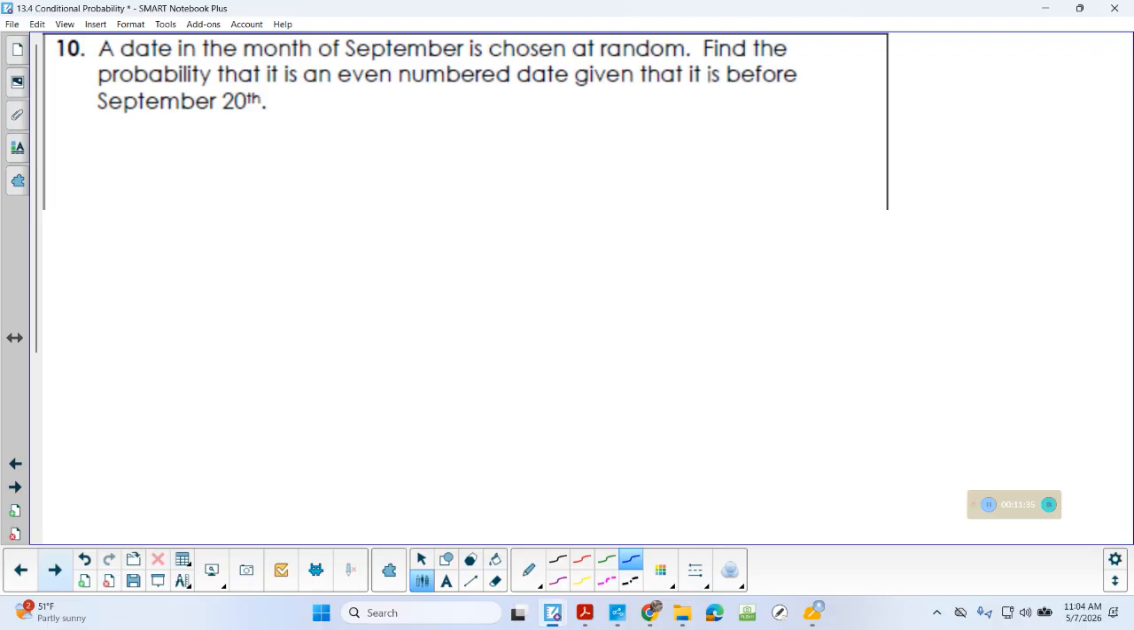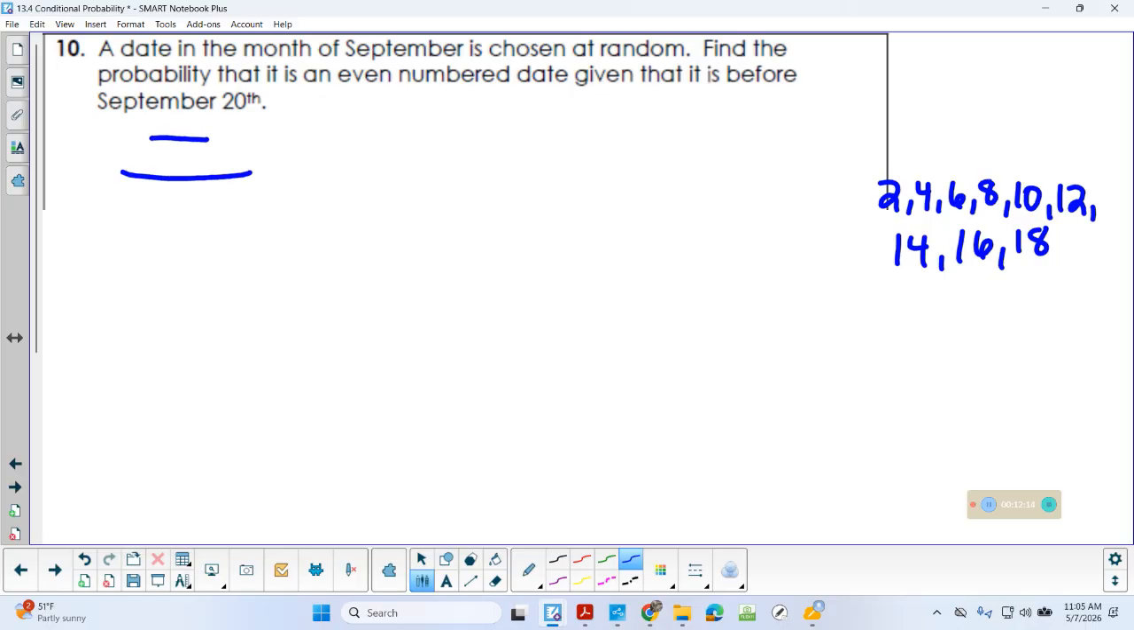Okay. All right, let's read 10. A date in the month of September is chosen at random. Find the probability it is an even number given it's before the 20th. Okay, so even number, you have space on the left. I'm going to kind of do it over here on the right. Given it's an even number, so I'm thinking about even numbers: 2, 4, 6, 8, 10, 12, 14, 16, 18. Now I think I'm going to stop because it says before September 20th. So can I count 20? No. Okay.